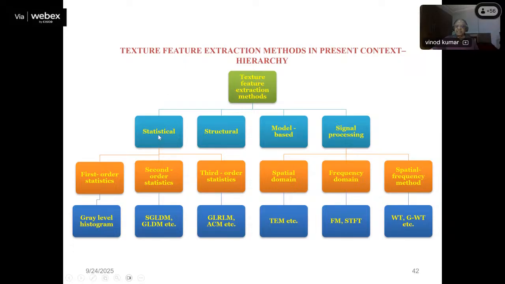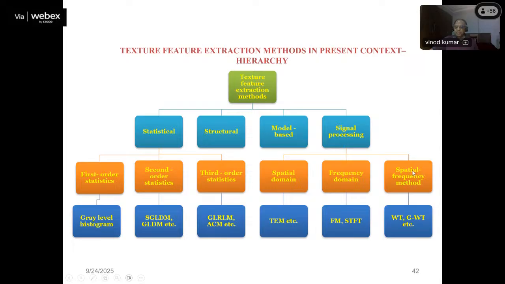One is the statistical method and another one is signal processing. We have not used model or structure based methods. In the statistical case, we have used first order statistics, second order statistics, and higher order statistics. In first order statistics, the histogram was used, and in second order statistics, the gray level difference matrix was used. In higher order statistics, we use the gray level run length matrix, GLCM, etc.